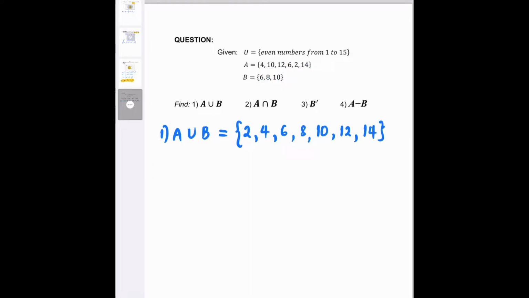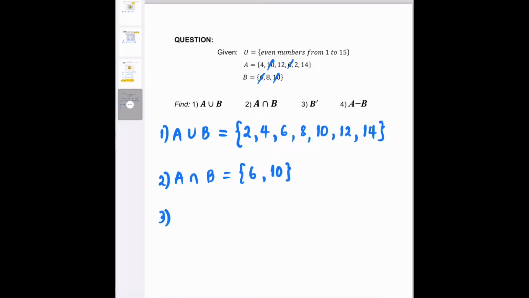Number 2, you can pause the video if you want to answer this question. Number 2 is A intersection B. So we're looking at their common elements, the elements that are both in A and B. So we can see that we have 6, that's their common, and 10.